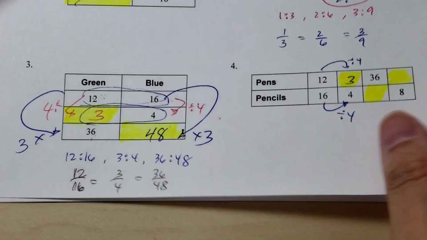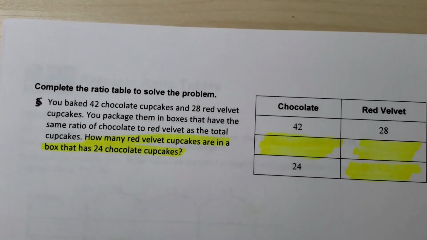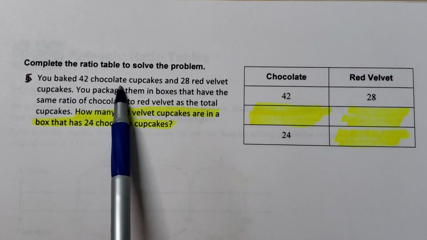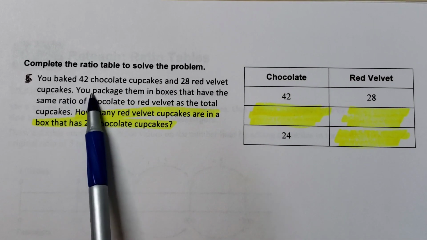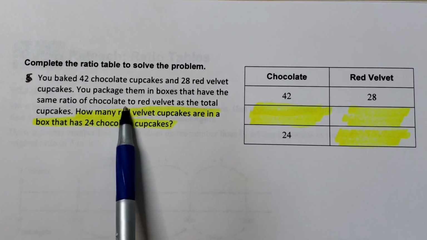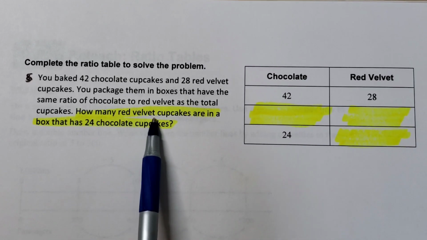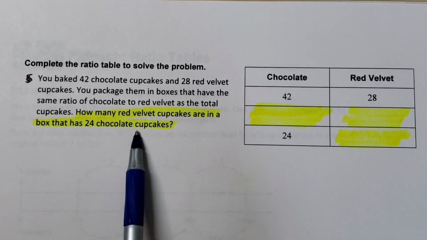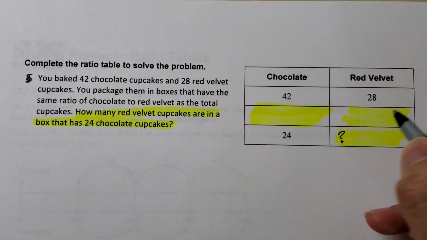All right? Now, let's do the other problem, the word problem. So it says here, you bake 42 cupcakes, chocolate cupcakes, so 42 chocolate for every 28 red velvet cupcakes. And you package them in boxes that have the same ratio of chocolate to red velvet as the total cupcakes. So how many red velvet cupcakes are there in a box that has 24 chocolate cupcakes? So we're talking about this.